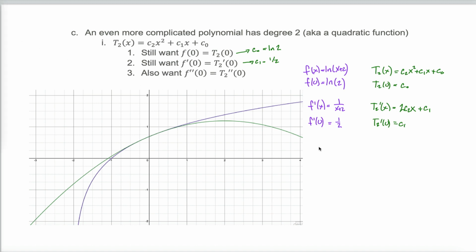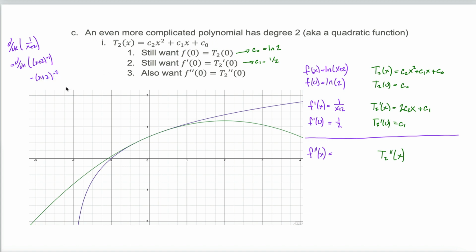Really, all that I needed to figure out here to try to make the polynomial curve at roughly the same rate that the function curves is take their second derivatives at 0 and set them equal to each other. None of this work was necessary. All I had to do is figure out the second derivative of f of x and the second derivative of t2 of x. Let's see, the second derivative of f would just be the derivative of the derivative. The derivative of 1 over x plus 2, maybe you could think about that as x plus 2 to the negative 1 power. So if I use the power rule here, I bring the negative down in front, and then I get x plus 2 raised to the negative 2 power, and then I multiply by the derivative of the inside function, which is just 1. What I end up with is negative 1 divided by x plus 2 squared.